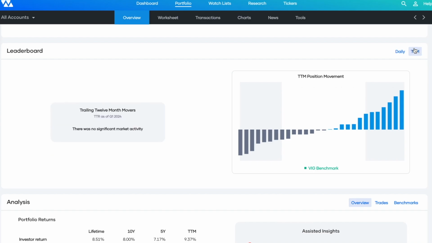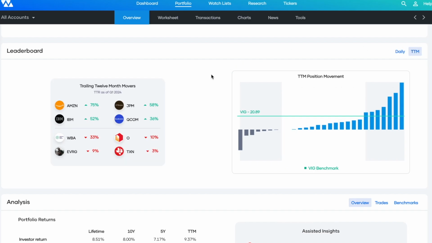You can switch to it by clicking on the TTM tab. Here, Walgreens is identified as the worst performer over the trailing 12 months, with returns of negative 33%. A stock that performs that badly warrants some scrutiny. Is it a temporary setback, or is there something fundamentally wrong with the stock?